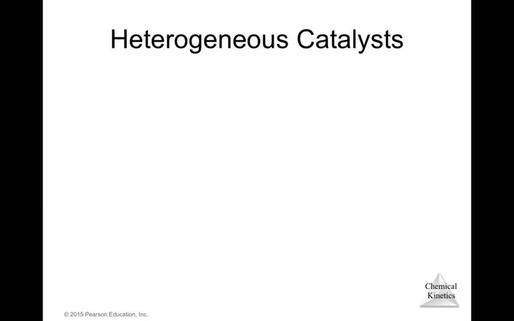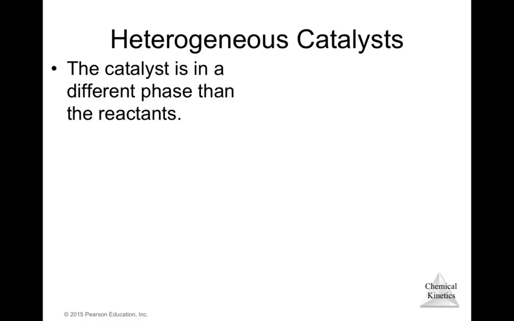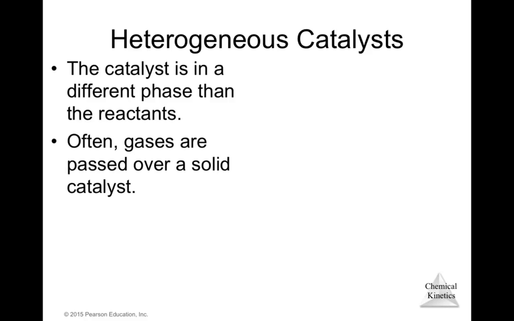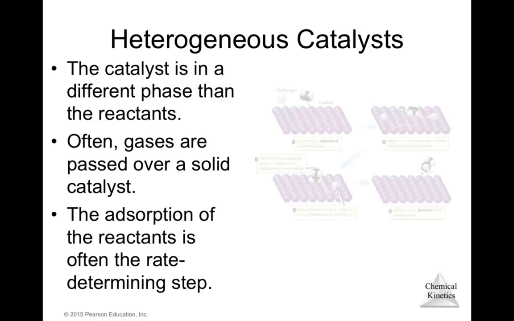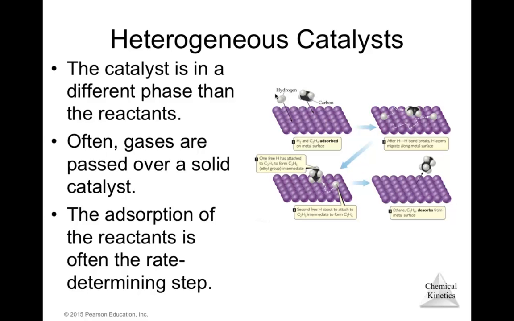A heterogeneous catalyst is in a different phase than the reactants. Often gases are passed over a solid catalyst. The adsorption of the reactant is often the rate determining step. So here we have hydrogen and carbon molecules in the gas phase, and the solid is the catalyst. They are adsorbed by that catalyst, and then the reaction can take place on that surface. So this type of catalyst just provides the environment where the reaction can take place.